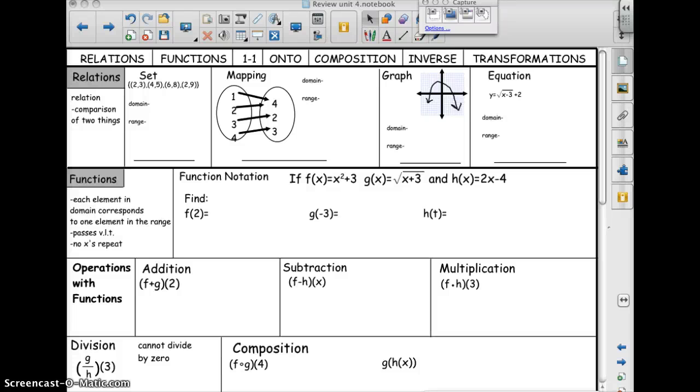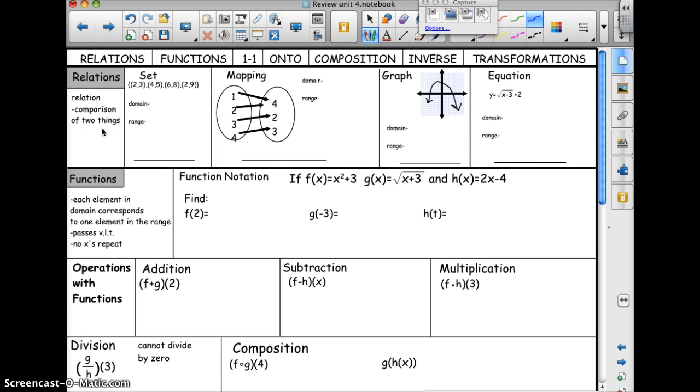Okay, relations, functions, one-to-one, onto, composition, inverse, transformations. Well, these are all things that have to do with functions and relations. Basically, a relation is a comparison of any two things. We'll start with a set. Now, two parts of a relation are the domain and the range.